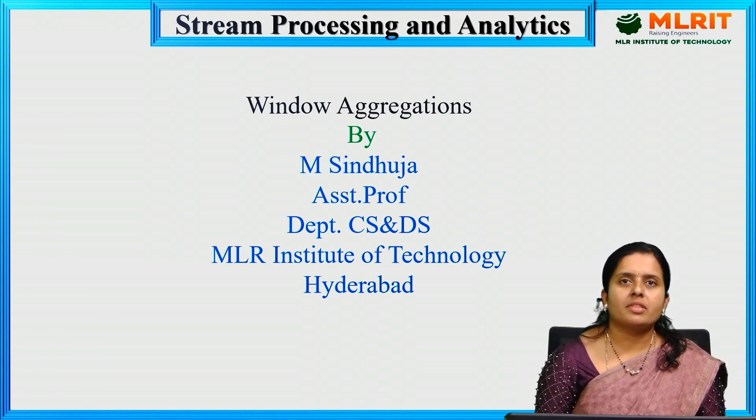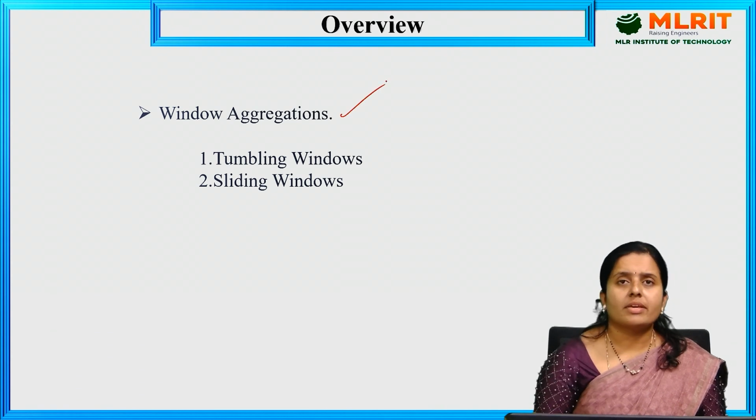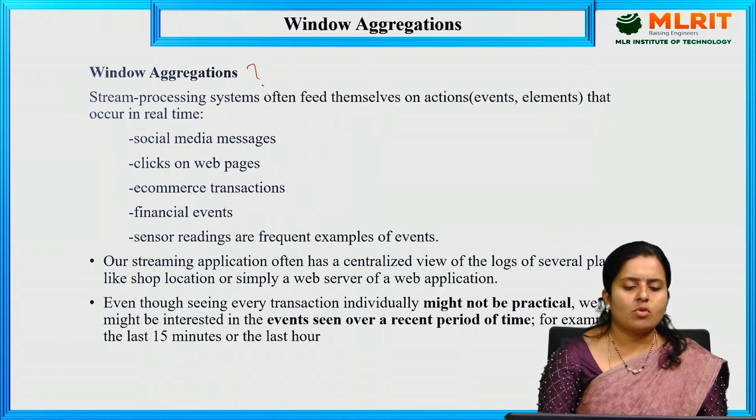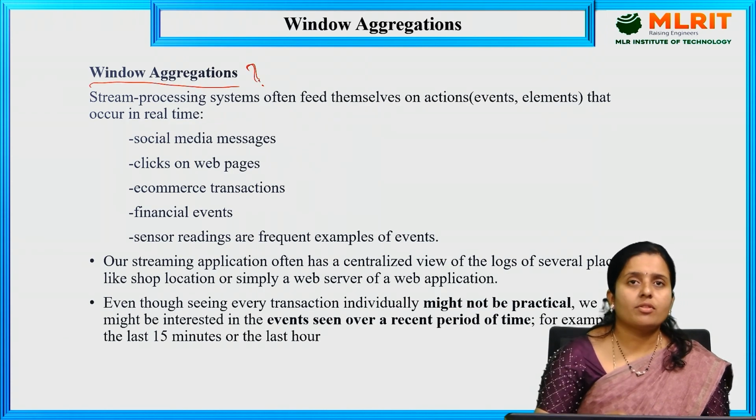Today I have come up with another topic called window aggregations in stream processing and analytics. The overview of today's presentation involves window aggregations. In window aggregations, we have two types. The first one is tumbling window and the second one is sliding window. Now we'll move on to the topic. What is window aggregations? First, we'll look into the topic.